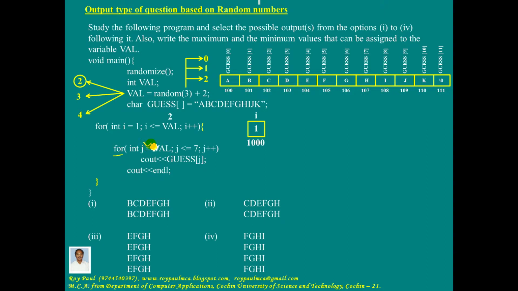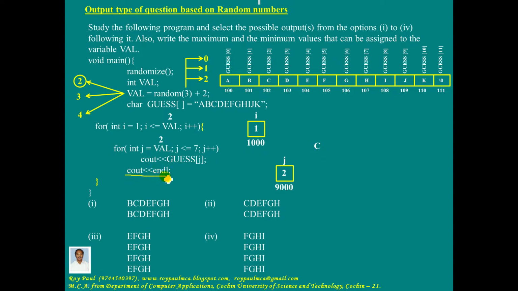A for loop always starts from this area. VAL taken is 2. So J is equal to 2. Your J contains 2. Now after this condition checked. So 2 less than or equal to 7, condition true, it comes inside. Now see cout output operator guess of 2. So this is guess of 2. So in the computer's monitor you get C.